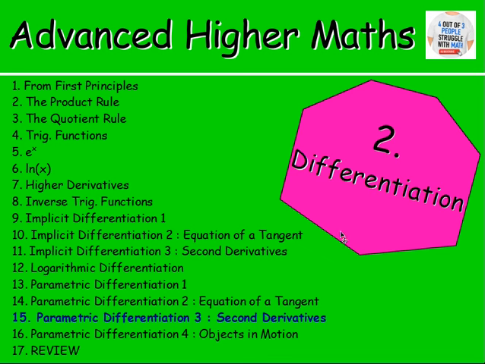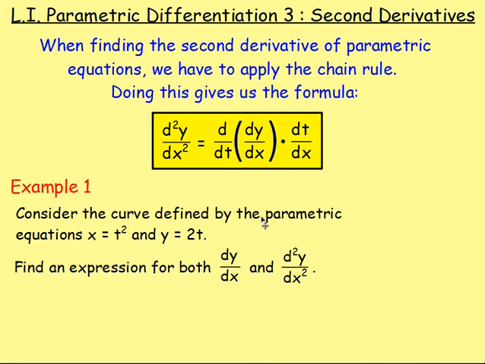Third lesson on parametric differentiation was looking at second derivatives. To get the second derivative, really you want to work through that the same way you normally would to get a second derivative. However, because dy by dx will be written in terms of t, you would differentiate that with respect to t, but then what you need to do is you need to multiply that by dt by dx. Really, you're applying the chain rule there. So you'd have x and y both written in terms of t.